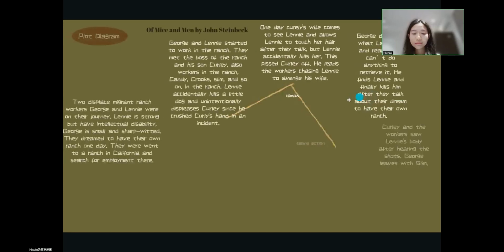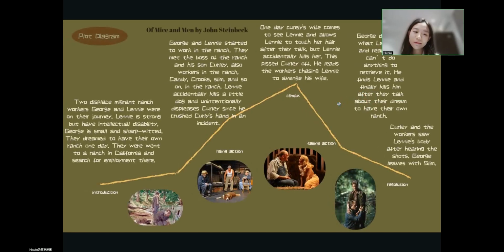And now let's talk about the plot summary of this story. I drew a plot diagram here and hope it can help you understand more easily. At the beginning of the story, two displaced migrant ranch workers, George and Lenny, were on their journey. Lenny is a strong man but has an intellectual disability, and George is a small and sharp-witted man. They dreamed to have their own ranch one day. They went to a ranch in California and searched for employment there.